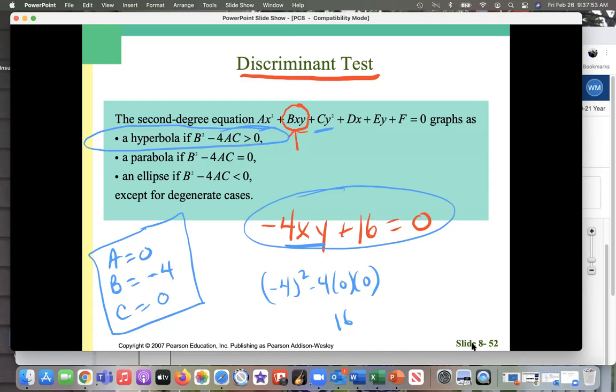And then you can see that it's actually a hyperbola. You need to graph that.